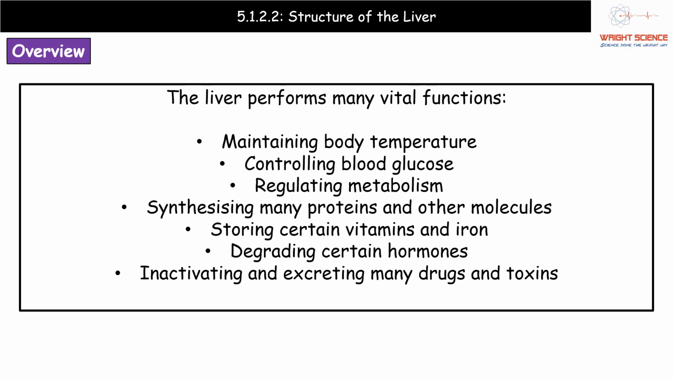We can also store other things like vitamins and iron, and it has a role in breaking down or degrading certain hormones and also in activating different drugs and toxins so that they can then be excreted from the body as well. So we can see from this little summary list that it has a diverse range of roles, all of which are very important for the functioning of a mammal.